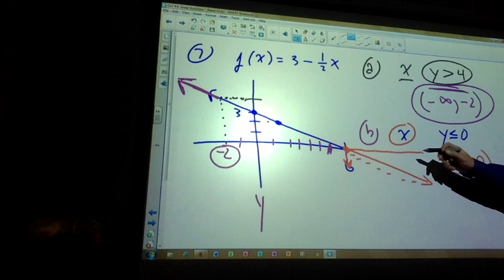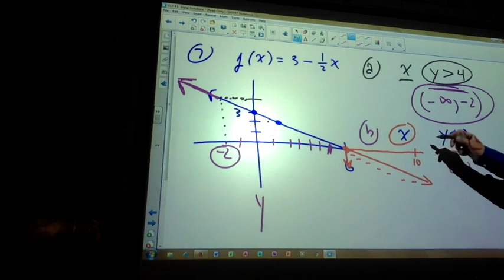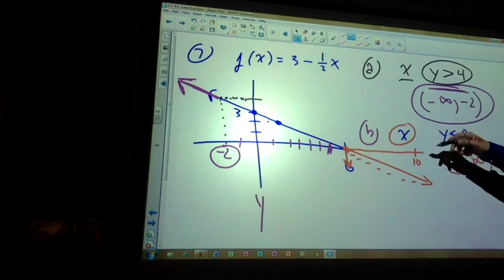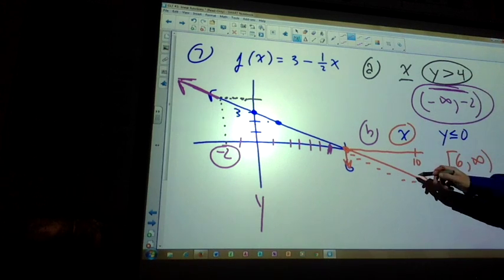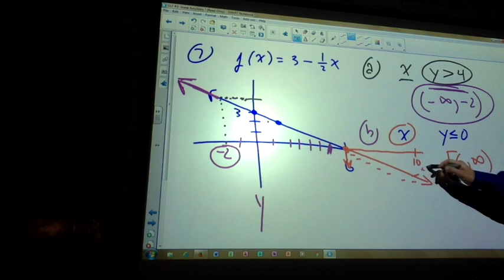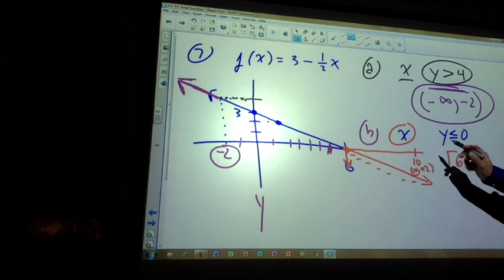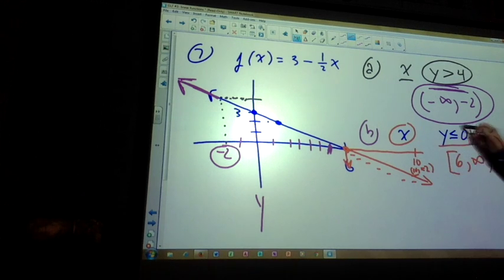If I were to get the point, like if I went out here to 10, if I plug that in, I'd get negative 2. So 10, negative 2 is this point. What's not positive? What's my negative value? The y is negative. Values that are less than 0 are negative numbers.